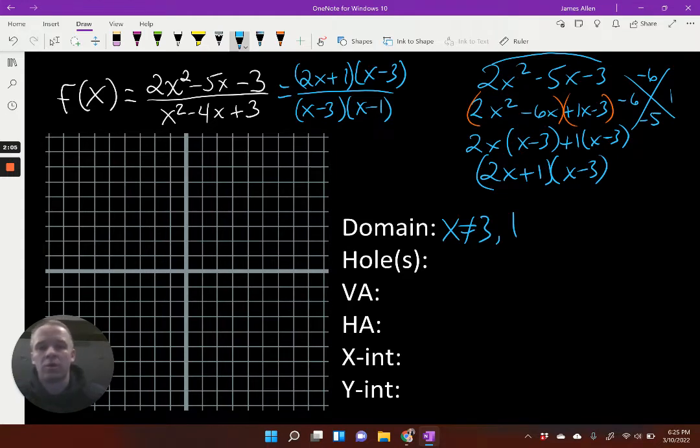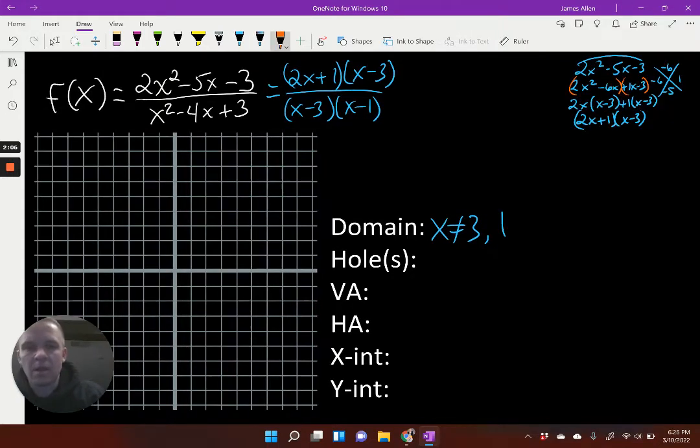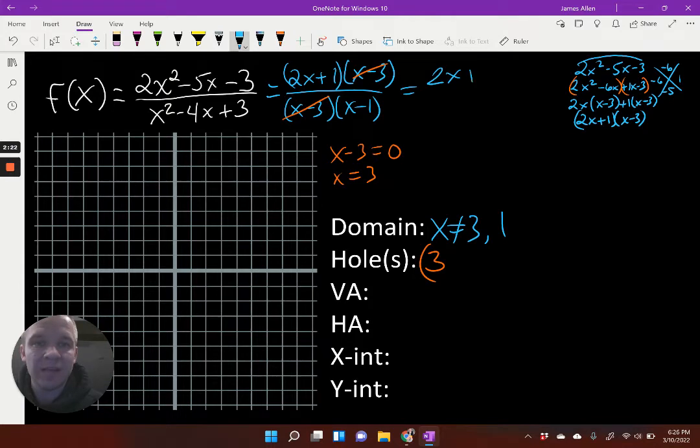Next up, we got holes. Holes are what cancels. So the x minus 3 cancels. Now I'm going to take that x minus 3 and set it equal to 0, and I get x equals 3. So that is my x coordinate for the hole. Now I'm going to rewrite this function fully simplified, since I've got everything canceled that I could. I've got 2x plus 1 over x minus 1. Now we can work with this one. It's going to be a little bit easier to find other values with a more simplified function.